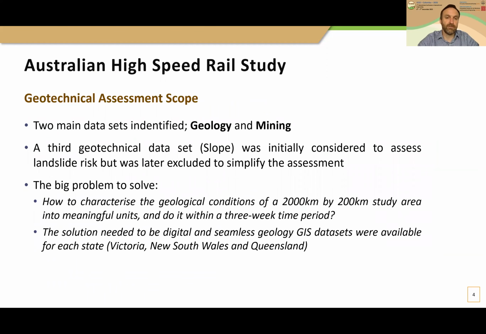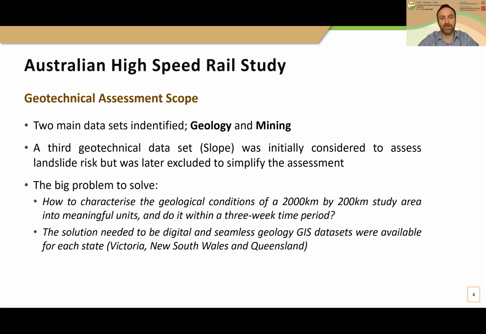For the geotechnical component of the assessment, we considered two main data sets, geology and mining. The third set, slope, was initially considered to assess landslide risk, but was later excluded to simplify the assessment as we had so many different constraints from so many different disciplines.